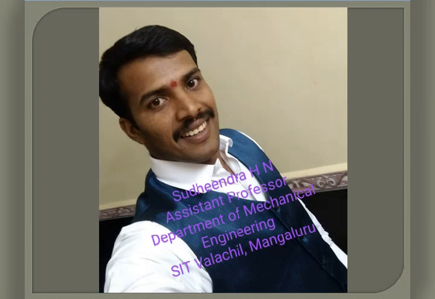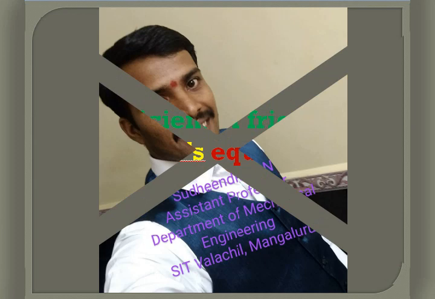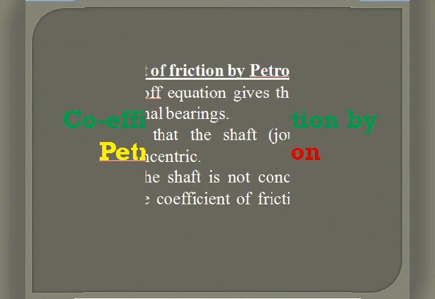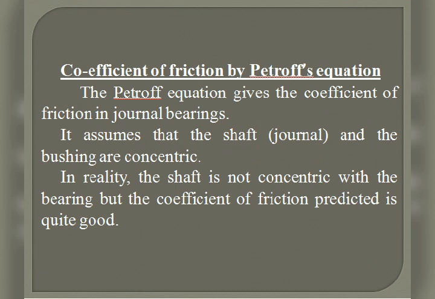Hi dear students, now we'll work out the derivation of coefficient of friction by using Petrov's equation. For the coefficient of friction in case of lubrication and bearing, mainly there are two varieties. One is Petrov's equation and another one is Mecke's equation. Generally we prefer Petrov's equation. It's a derivation we have to learn now.